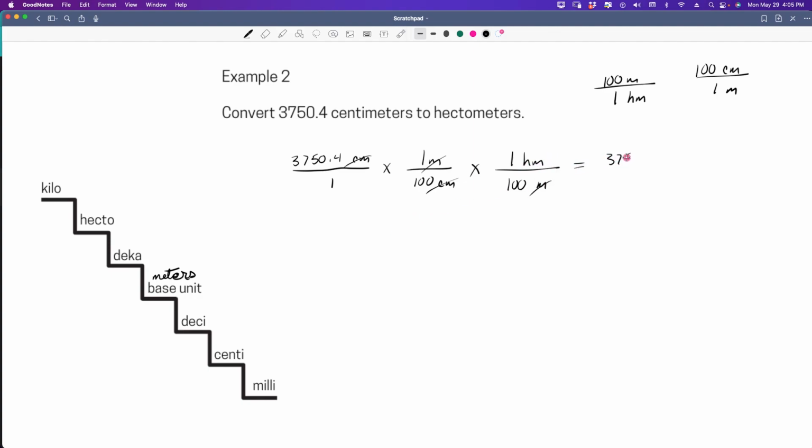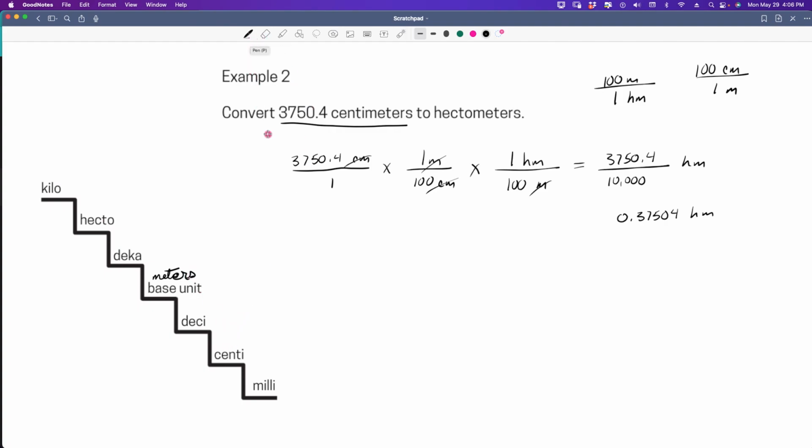3750.4 divided by 100 times 100 is going to be 10,000 hectometers. When I do the division here, I'm going to be moving my decimal 4 places. So that's going to be 0.37504 hectometers in that many centimeters. So you can do it like that. You can figure out your conversion by remembering the place value, or you can just use your stair steps.